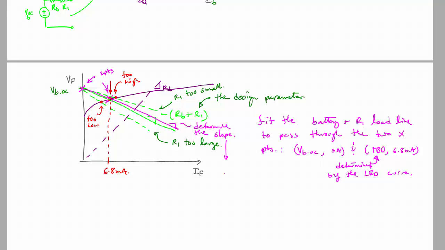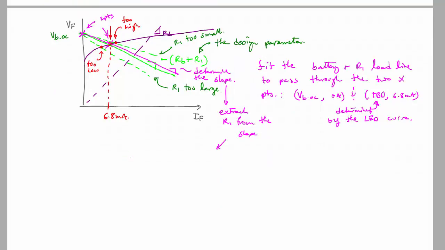Then you extract R1 from the slope, and then you build your circuit, which is going to be just the battery, an external resistor R1, and then your LED fob. I'm sorry, your LED.